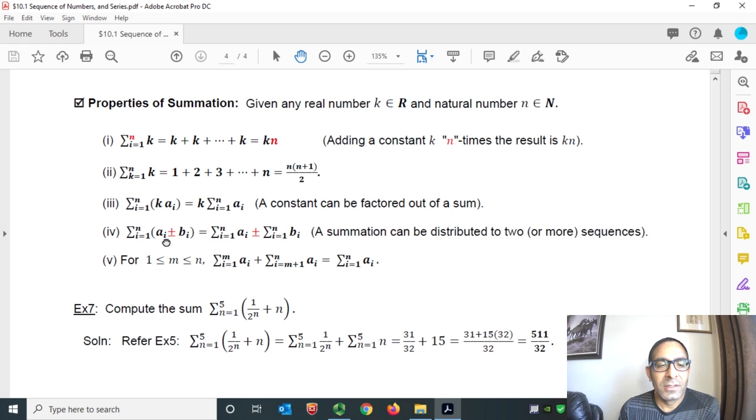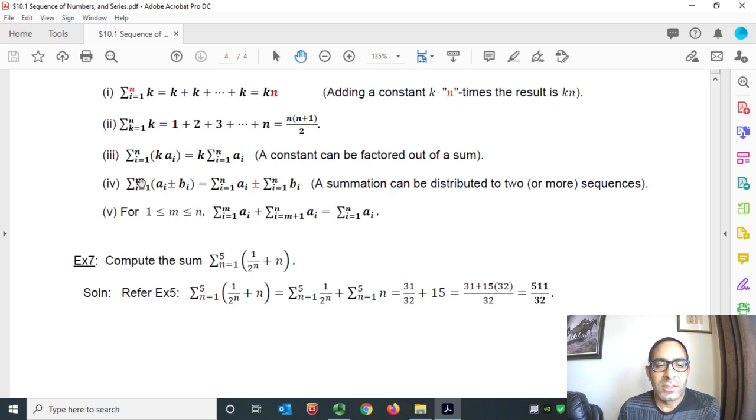Fourth, we can distribute these summations over the sum as well as over the subtractions. Fifth, we can add the two series here. So for m between 1 and little n, the summation of a_i from 1 to m plus the summation of a_i from m plus 1 to n turns out to be the single sum, the summation of a_i from 1 to n. I hope this makes sense to you all.